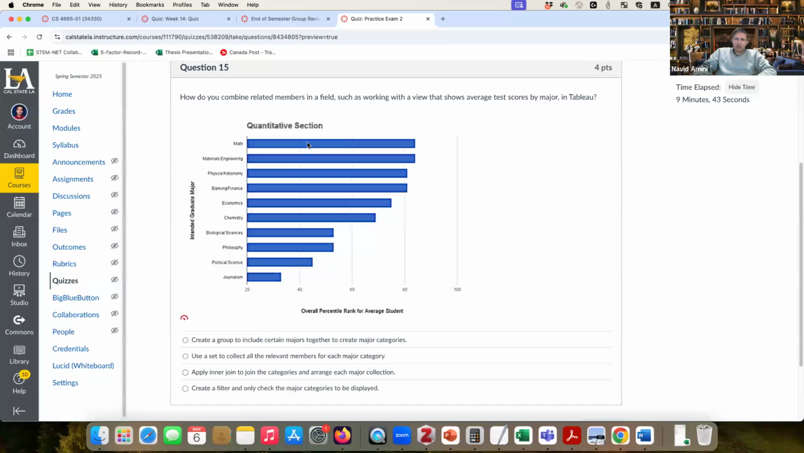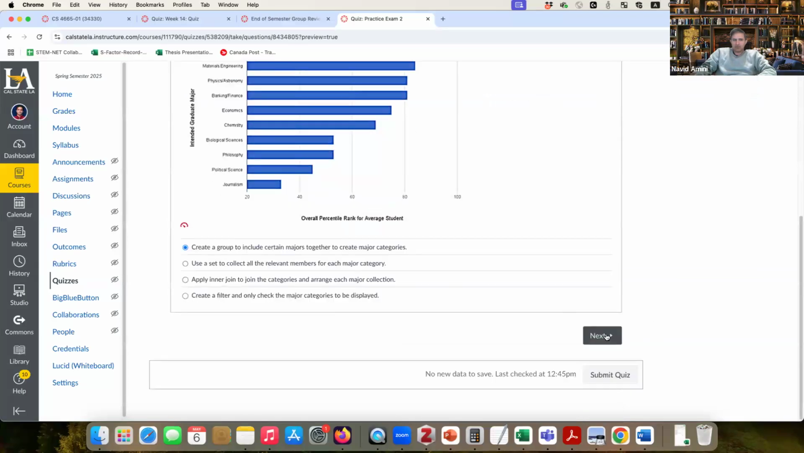We are going to combine related members in a field. We already discussed that in an earlier question, right? So that's done by grouping. Remember, no filtering. So number 4 is irrelevant. Why? Because with filtering, you are ignoring part of the data.